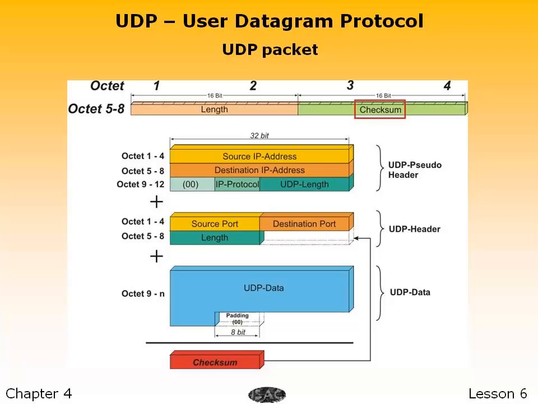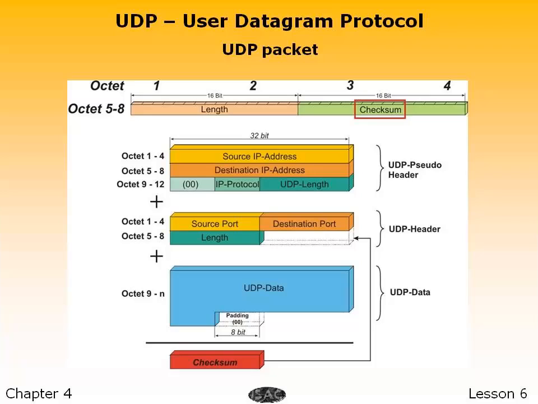UDP works well in unidirectional communication, suitable for broadcast information such as in many kinds of service discovery and shared information such as broadcast time and Routing Information Protocol, or RIP.